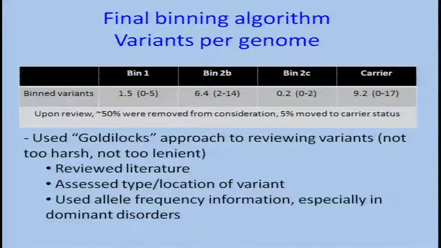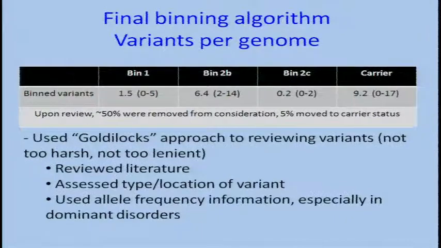So after reviewing those, I removed about 50% of the variants as just being clearly polymorphic, or there was conflicting evidence in literature, or there was enough evidence to say that that variant probably was not an actual disease-causing variant, and moved about 5% of the variants into the carrier status. And again, this is sort of a Goldilocks approach.